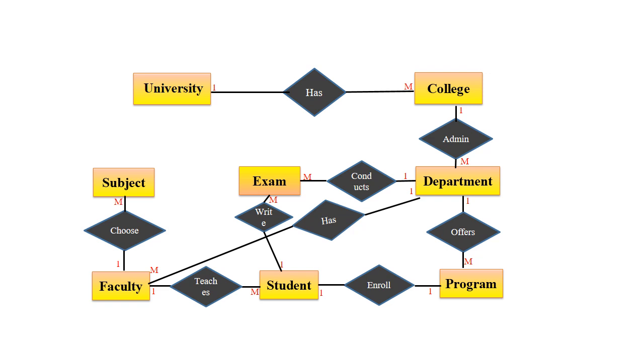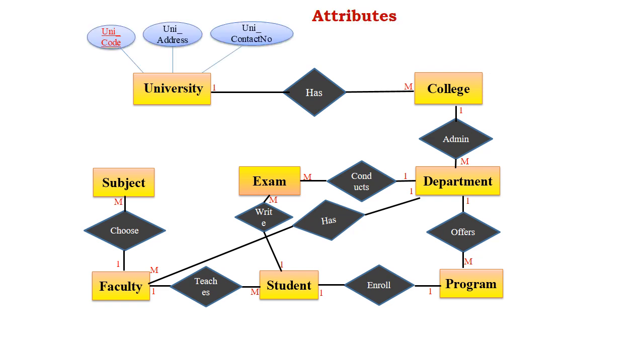So after identifying the cardinality, the next step is to identify the attributes for each and every entity. What are the attributes for the university? University code, university address, and university contact number. Why are you mentioning university code with an underline? It means it represents the primary attribute. What are the attributes in the college entity? College code and college contact number.